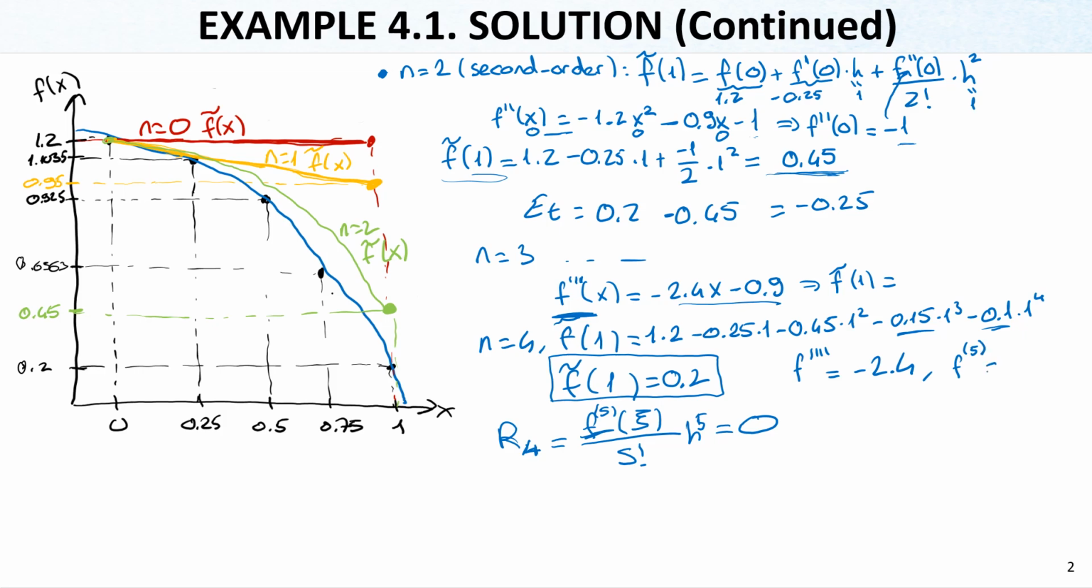is 0. So if the fifth derivative is 0, we don't need to consider this c value or psi value. Any values of f is 0 for the fifth derivative, and any values of the fifth derivative function is 0. That means this one is 0, which gives us R4 is 0. That means we will have an exact value for the fourth order. This is the remainder term.